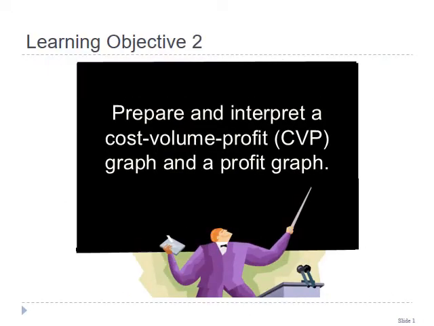Our learning objective number 2 is to prepare and interpret cost, volume, profit graph. So let's explore this further. One thing I would like to mention here is that we're going to learn all this through graphical techniques. If you don't know how to make a graph, then just try to understand it and clear the concept. That's it for this learning objective 2 requirement. Okay, let's move.